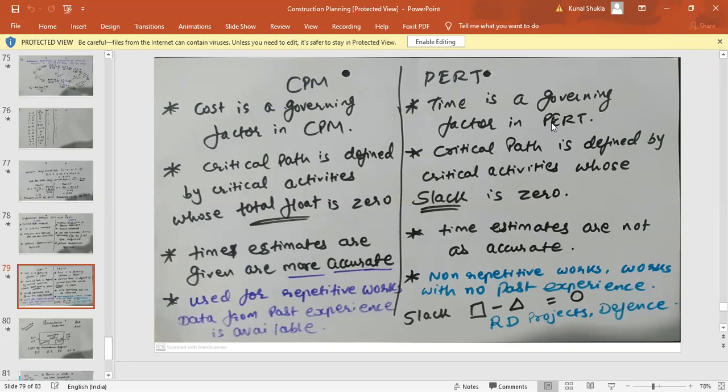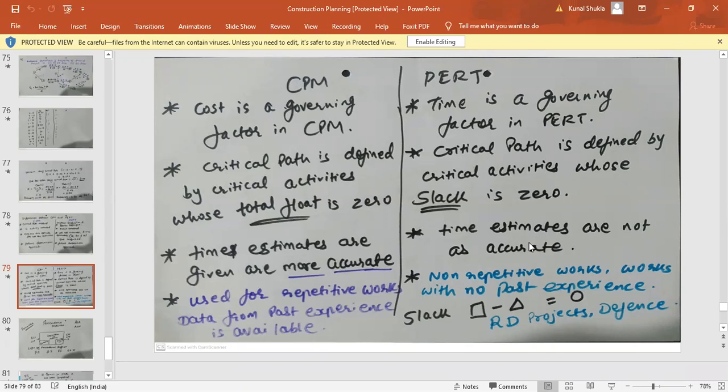Okay, and time is a governing factor for the PERT method. Critical path is defined by critical activities whose total float value is zero. Critical path is defined by critical activities whose slack value is zero. Okay, time estimates given are more accurate in CPM. Time estimates are not accurate in case of the PERT method. So that is why we require 3 time estimates. So in case of PERT method, there is no certainty of that. Okay, it is very difficult to track, or it is very difficult to figure out the exact, or you can say the accurate details of the activity.